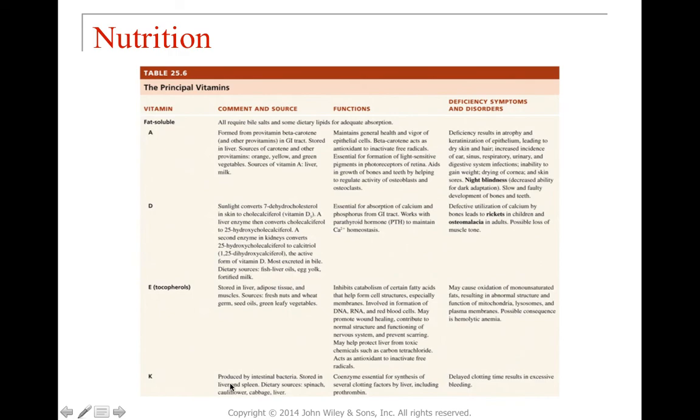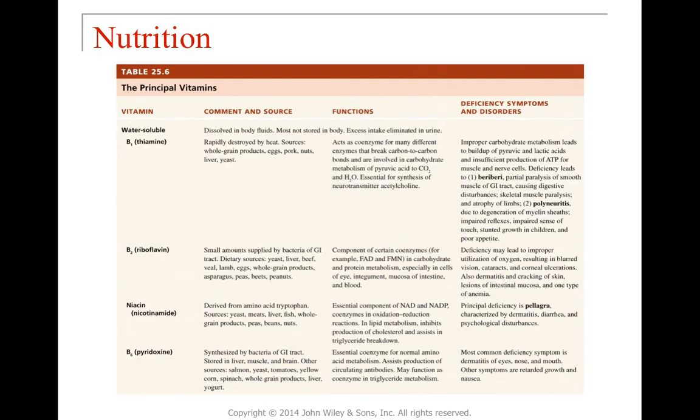Vitamin K is first produced in your intestines, and it's going to be a coenzyme that is involved in clotting factors, and it's going to associate with prothrombin to help with clotting factors. So if we don't have vitamin K, we can end up with a reduced clotting time or a delayed clotting time, and that might lead to excessive bleeding.